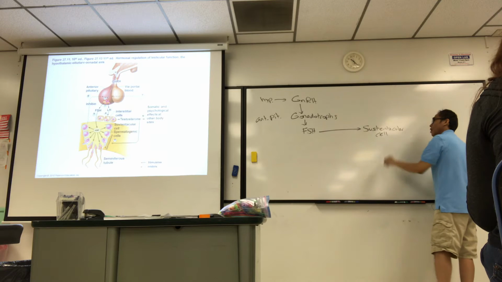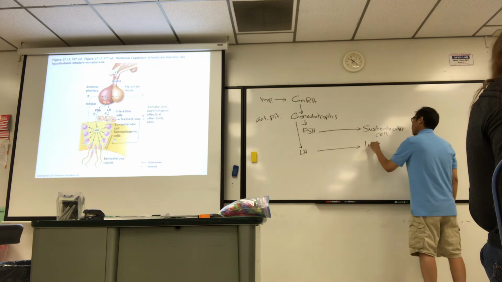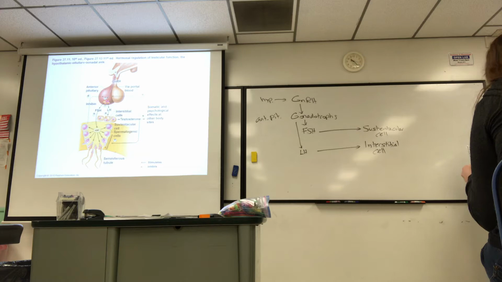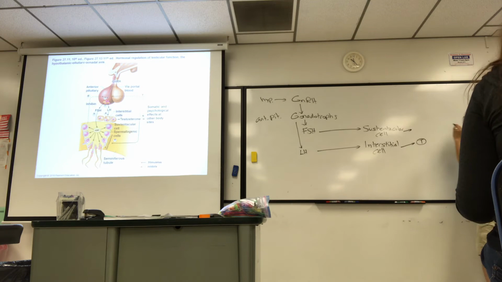LH will target the interstitial cells of Leydig. When so stimulated, the interstitial cells, I mean, they're like the theca, right? In the male, they secrete testosterone. Sustentacular cells will secrete androgen binding proteins. That's what the ABP on the figure stands for.